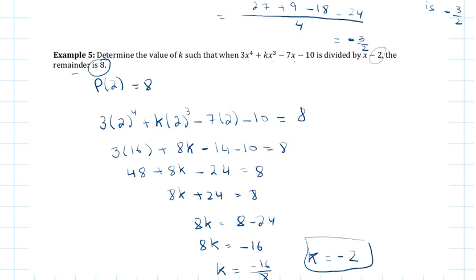There you go. So if I plug in here, instead of having 3x to the power of 4 plus kx cubed, I have minus 2x cubed, minus 7x minus 10, and if I plug in 2 for x, I'm going to get a remainder of 8. You can try that and see if that works.